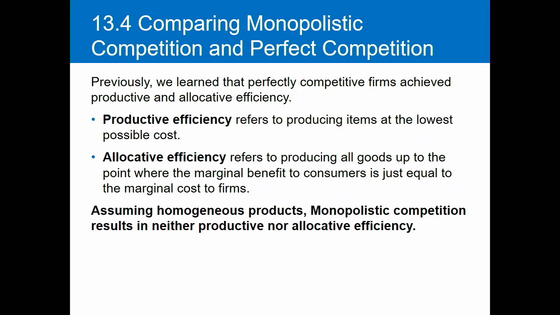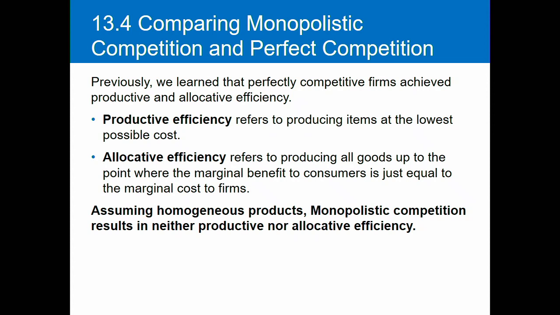So we talked about how perfectly competitive firms and those perfectly competitive markets achieve productive and allocative efficiency. The concept from the very beginning that we just kind of touched on. Basic idea, productive efficiency, you're producing these items at the lowest possible cost. You remember the perfect competition graph of the firm. In the long run, they're producing where the average total cost curve is at its minimum. That's where there's that zero economic profit.